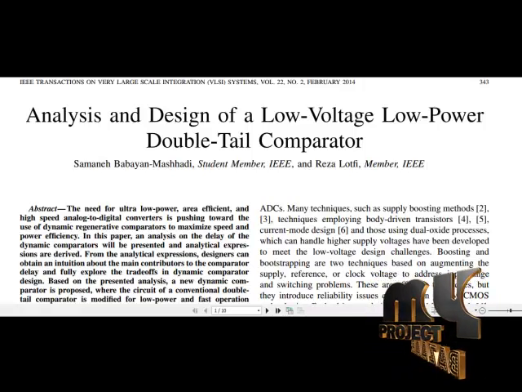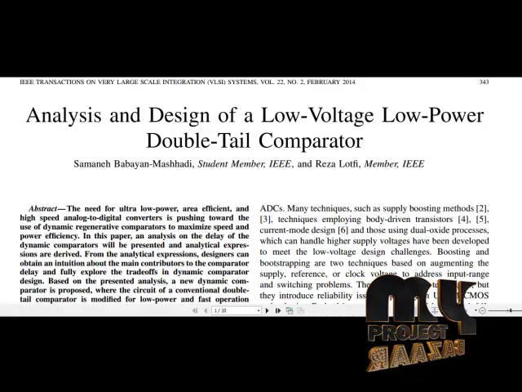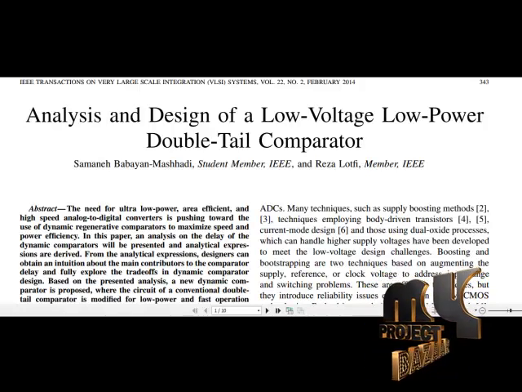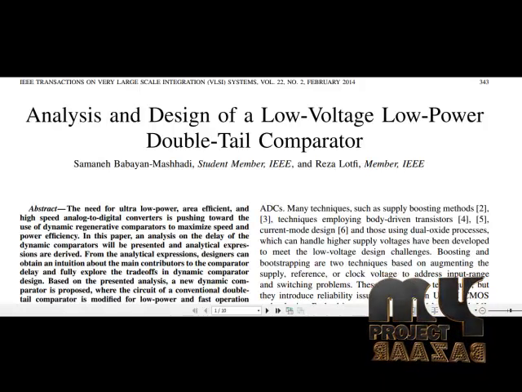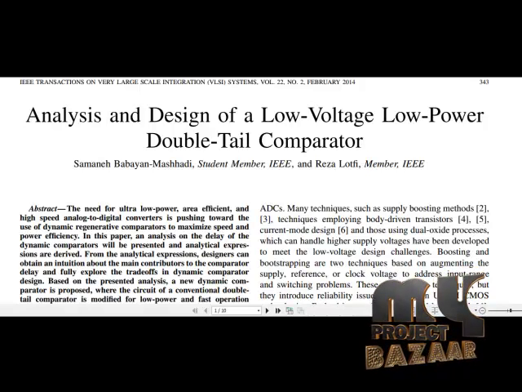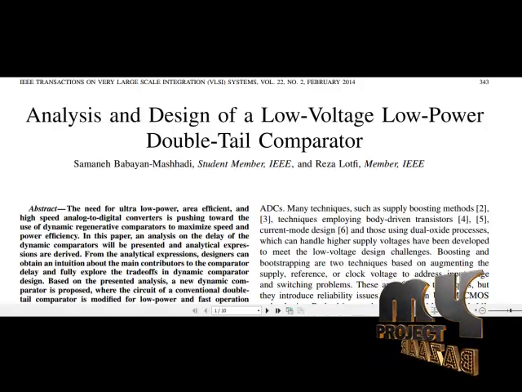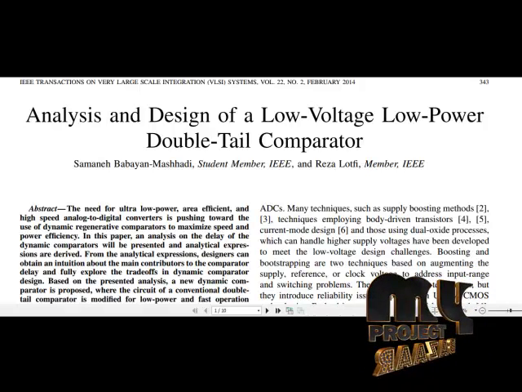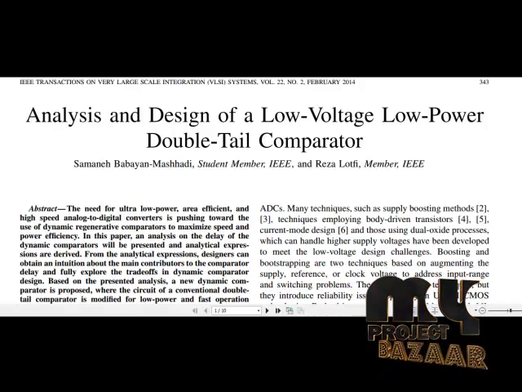Let's discuss the product. Our product is the analysis and design of a low voltage, low power double tail comparator. The need for ultra low power, area efficient and high speed analog to digital converters, that is ADCs, is pushing towards the use of dynamic regenerative comparators to maximize speed, power efficiency and area efficiency.